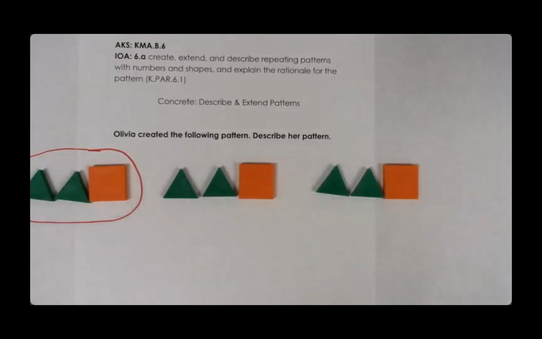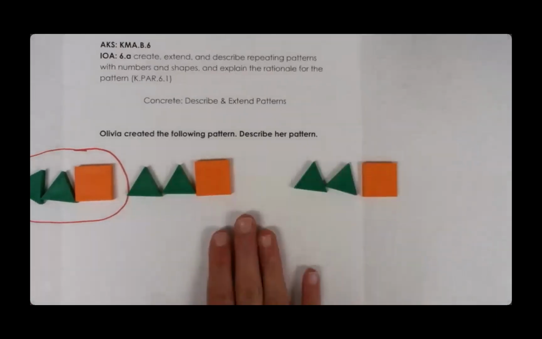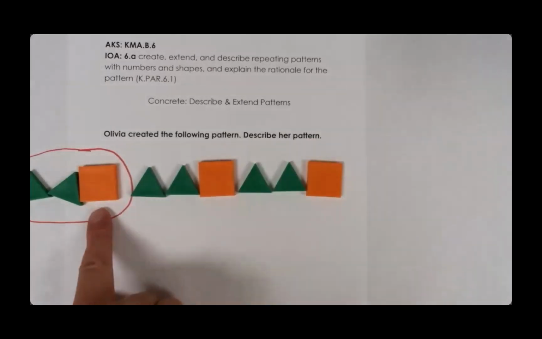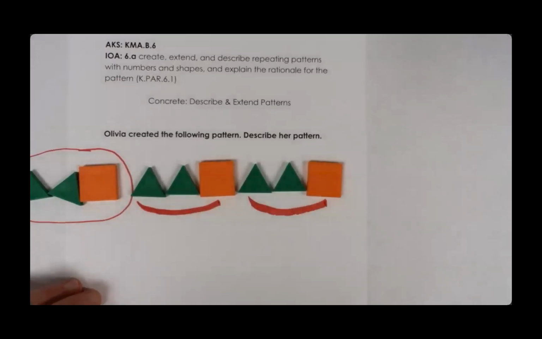And in order for our students to extend the pattern, maybe the problem said Olivia created this pattern, extend her pattern. Our students, of course, would have to go through that thought process of identifying, well, what is the core? What is the piece that repeats, so that they then know what to do to extend. So we've identified our core. We know what keeps repeating is the triangle, triangle, square. So here it's repeated again. So what do I need to do next to extend this pattern?